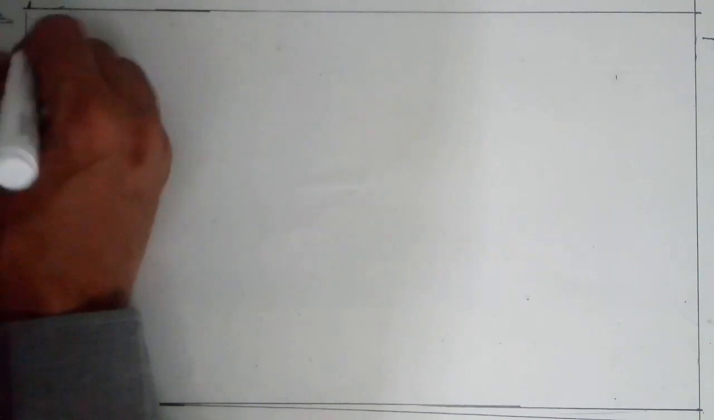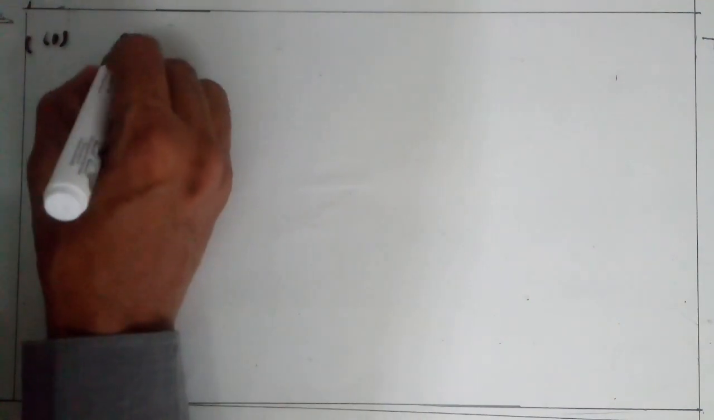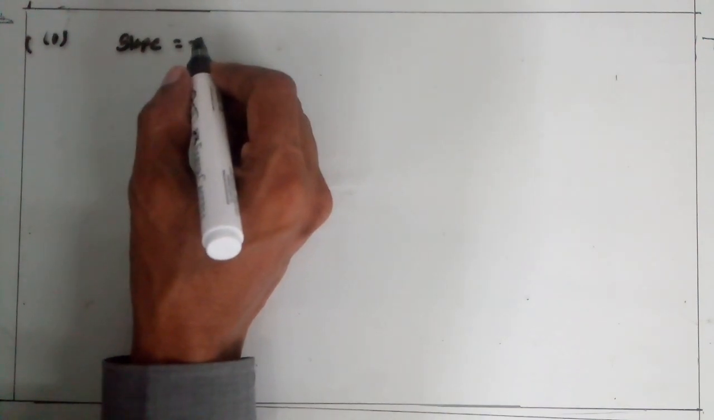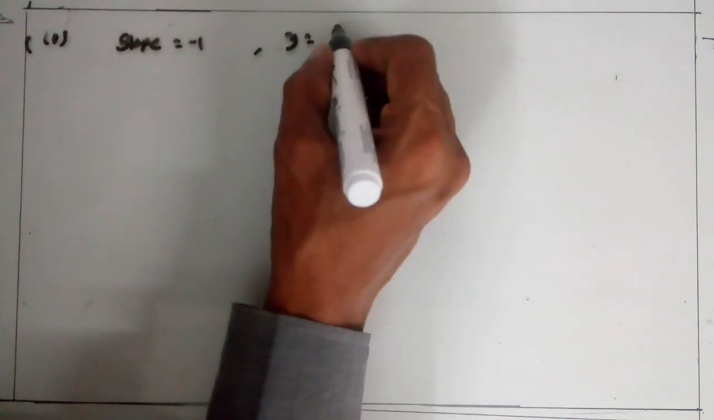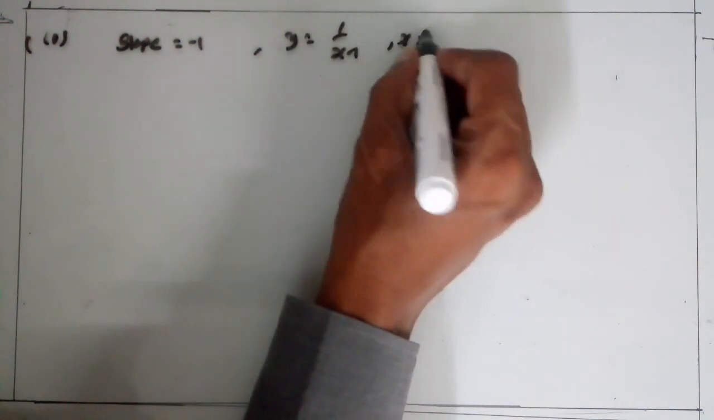Okay, now next question, question number 10. Find the equations of all lines having the slope minus 1, that are tangent to the curve y is equal to 1 upon (x minus 1). Here the condition x not equal to 1 is given.